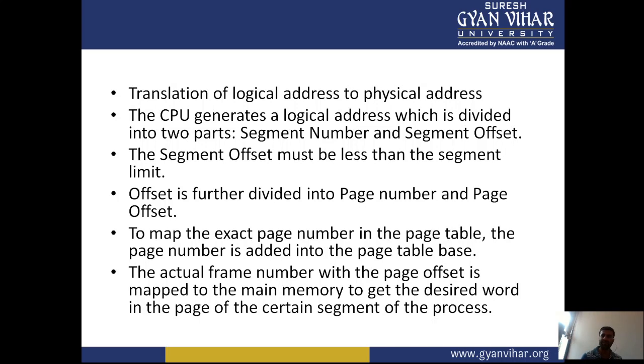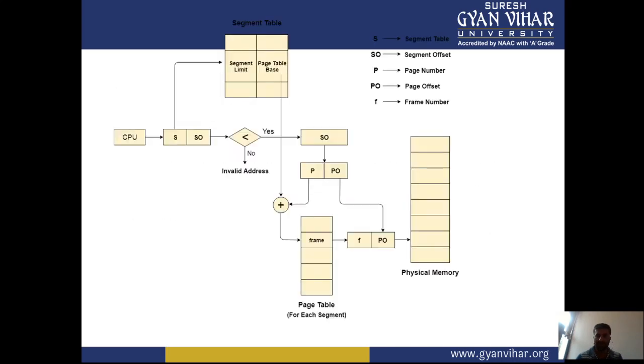Translation of logical address to physical address: the CPU generates the logical address, which is divided into two parts, segment number and segment offset. The segment offset must be less than the segment limit. The offset is further divided into the page number and page offset. To map the page number in the page table, the page number is added to the page table base. The actual frame number with the page offset is mapped into the main memory to get the desired word. So now you see that in the CPU, S is the segment table, SO is the segment offset, P is the page number, PO is the page offset, and F is the frame number, right?